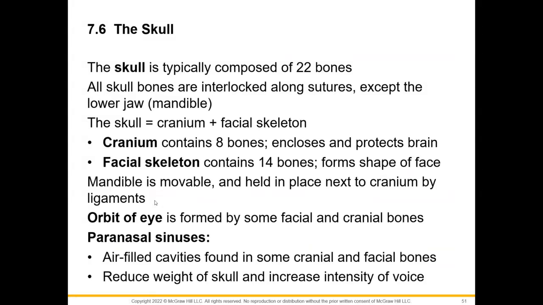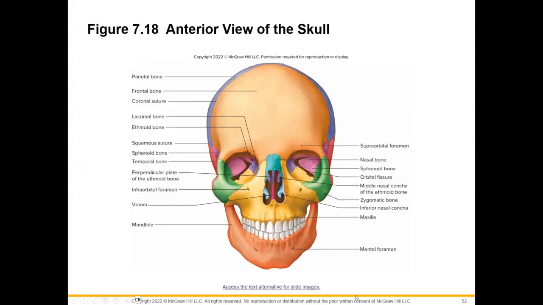Okay, ligaments connect bone to bone, where tendons generally connect a muscle to bone or other types of material. The orbit of the eye, that's formed by some of the facial and cranial bones. And then deeper down, we have the paranasal sinuses. Those are air-filled cavities in some of your cranial and facial bones. They reduce the weight of the skull, and they increase the intensity of the voice. Okay, so this shows some of the cranium and the facial.